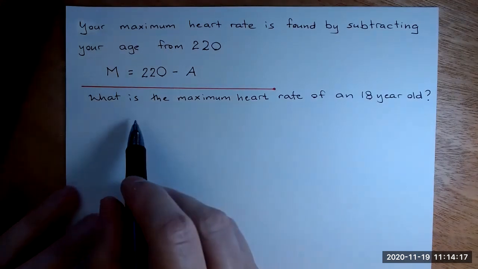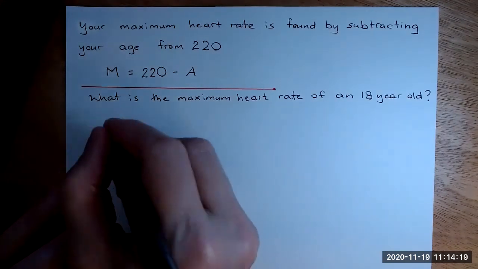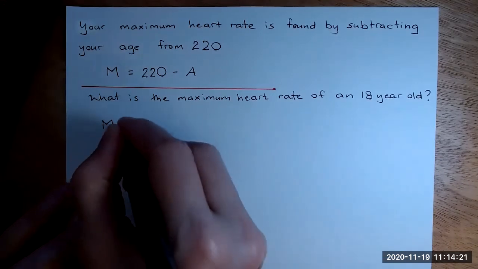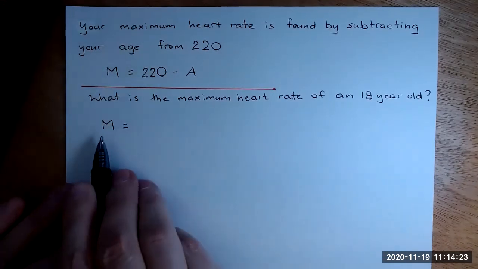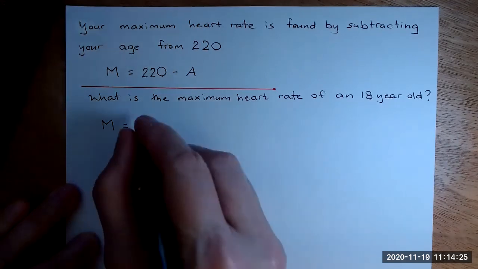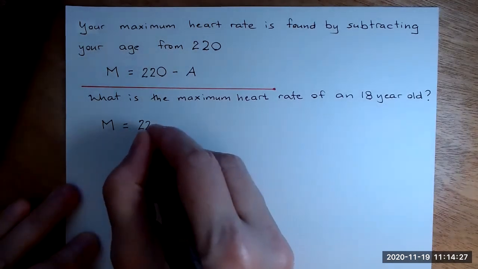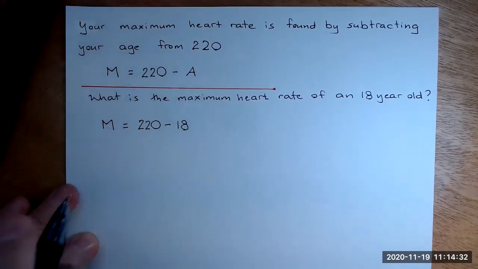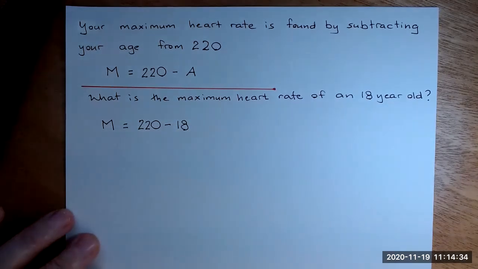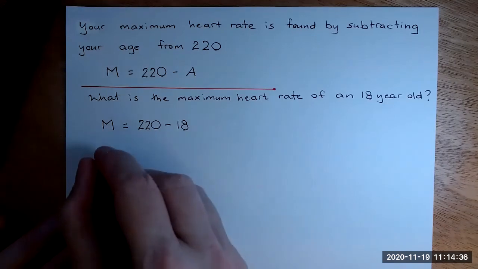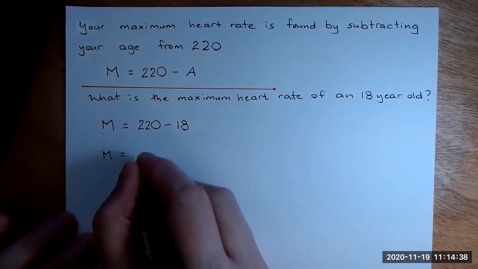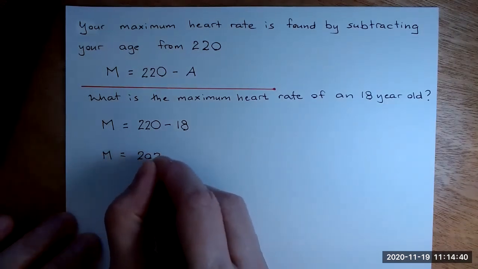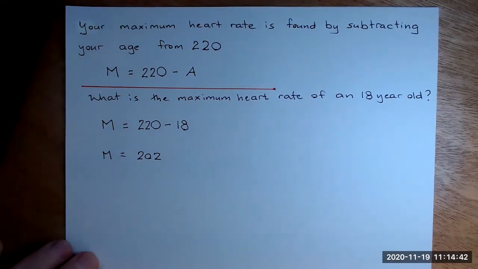All right, what is the maximum heart rate of an 18-year-old? So we're looking for M, the maximum heart rate. We simply put 18 for the age. 220 minus 18 is 202. Let's do one more.